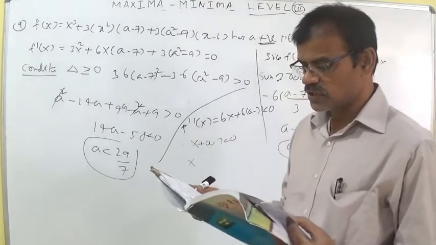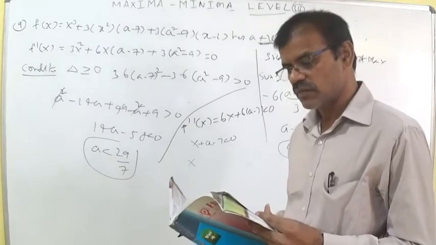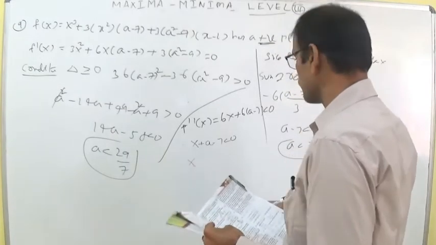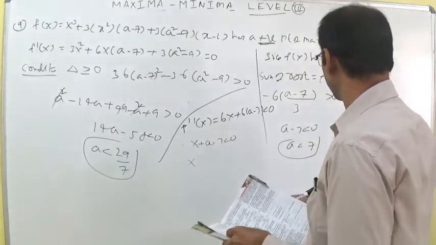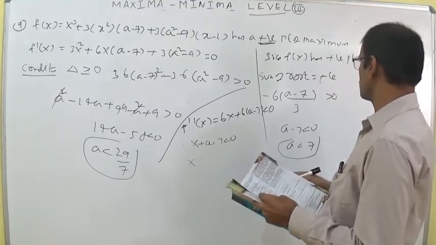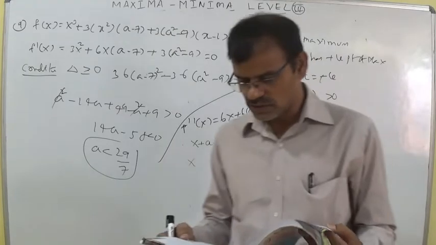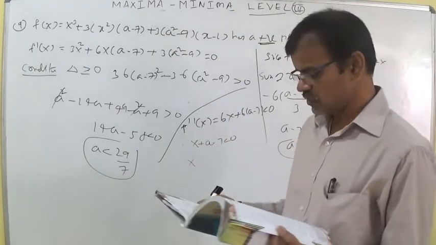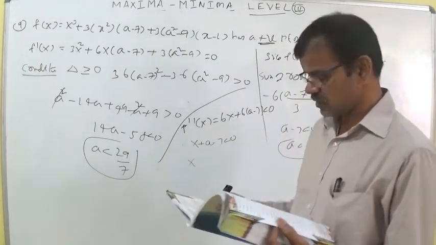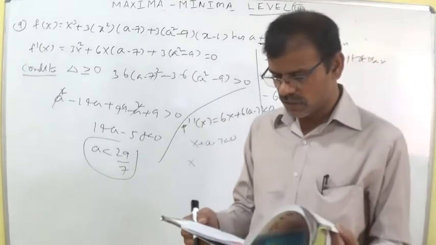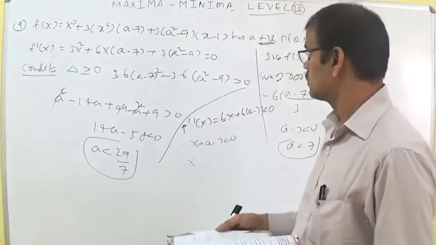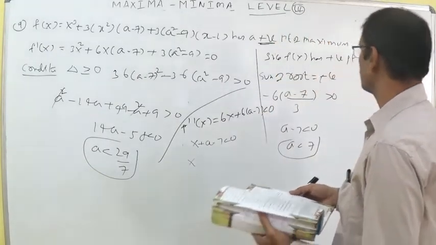Just let us see the options, ninth question. In the second option he gave 3. We are not getting 3 here. A - 7 into 3 we can write, but of course we should not write like this. Just let us discuss 3x^2 + 6(a - 7)x + 3(a^2 - 9). Discriminant greater than 0, and let us discuss the roots also.